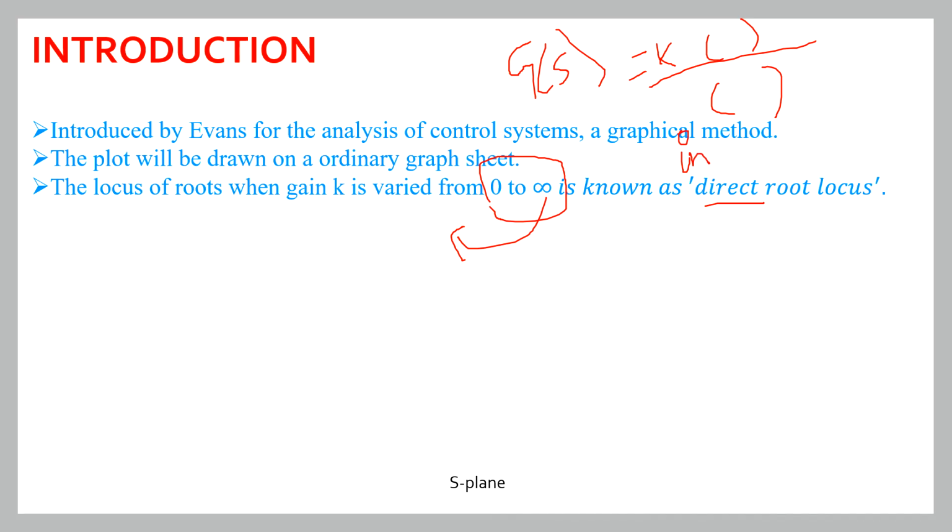So easily, from the root locus graphical method, we are able to determine the stability, and we can adjust the value of K so that the system will become stable. So let us discuss the procedure of root locus. The root locus is drawn on the S-plane.